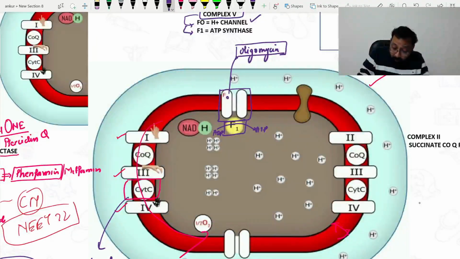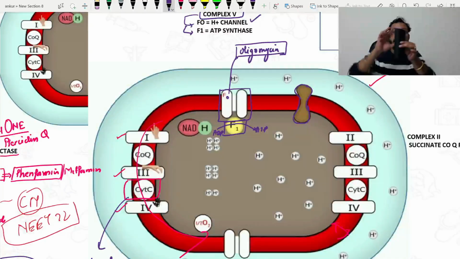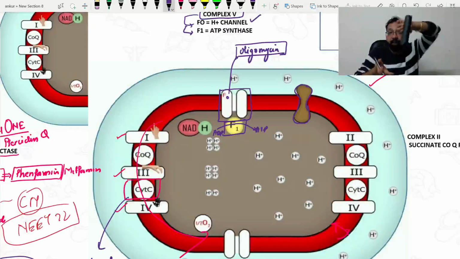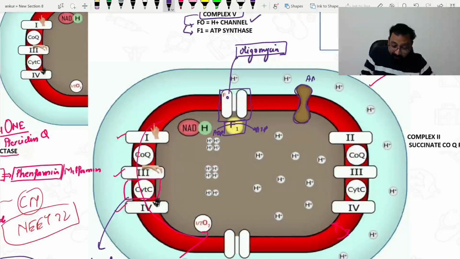Now, look at this brown structure. This is ADP ATP translocase. What is the function of this translocase? You can remember it this way, look at me. Suppose this is the translocase. One thing binds at this side, one thing binds at this side. It rotates. So ADP binds at this side, ATP binds at this side: ADP in, ATP out. So ADP ATP translocase transfers ADP in, ATP out.